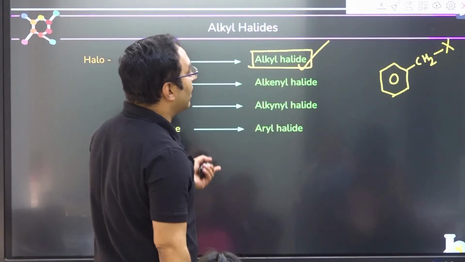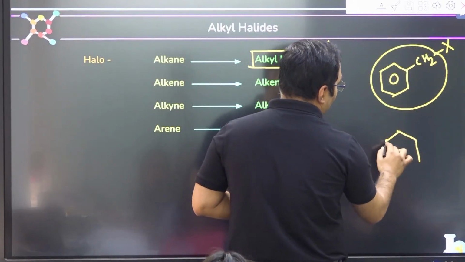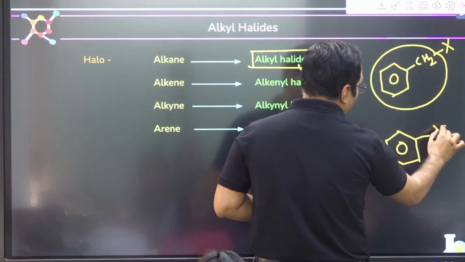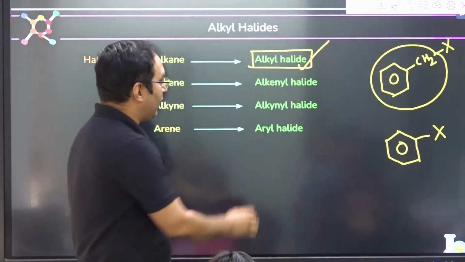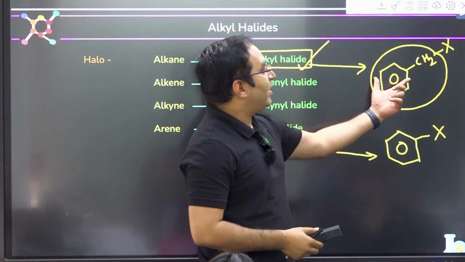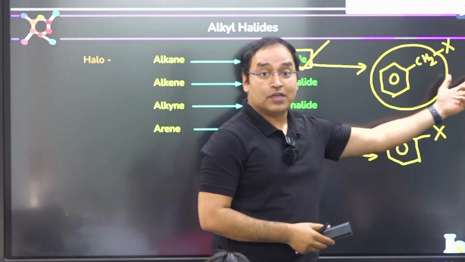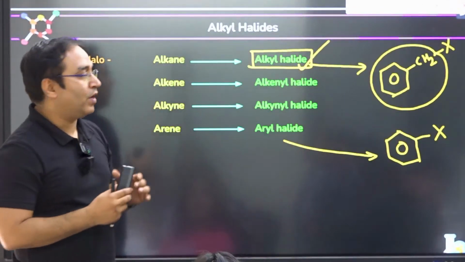Why is it alkyl halide? Because it is a Ph-CH2 thing, right? Had it been this structure, what would it be? Now this would be aryl halide. This is aryl and this is alkyl. Remember, merely an aromatic ring will not make an aryl halide unless X is connected on it. This is the fundamental small point.